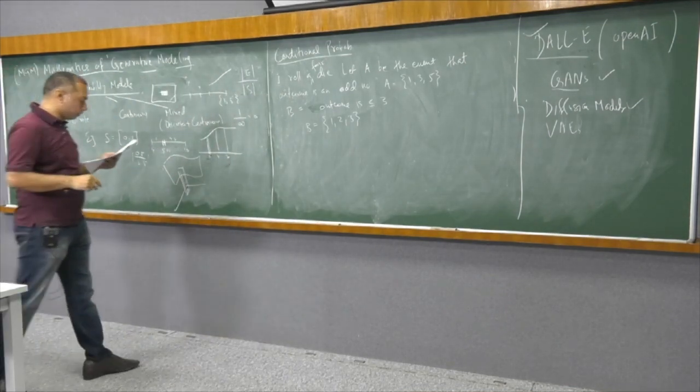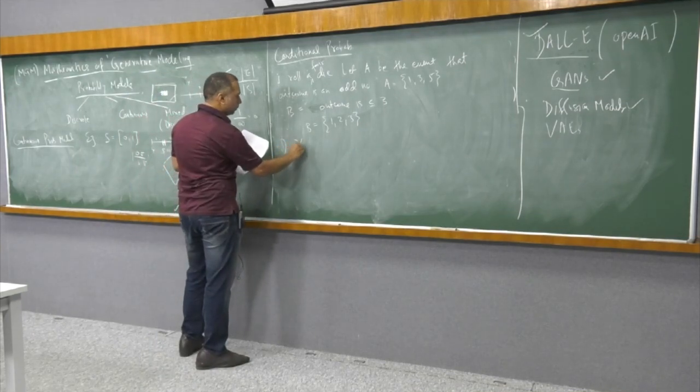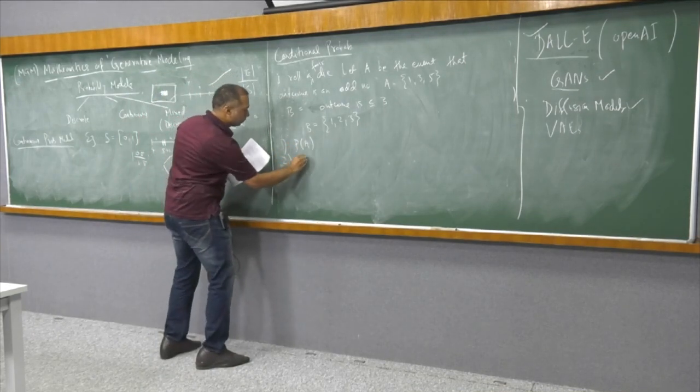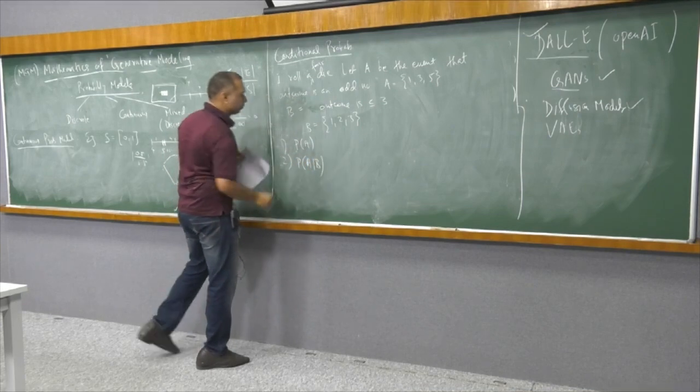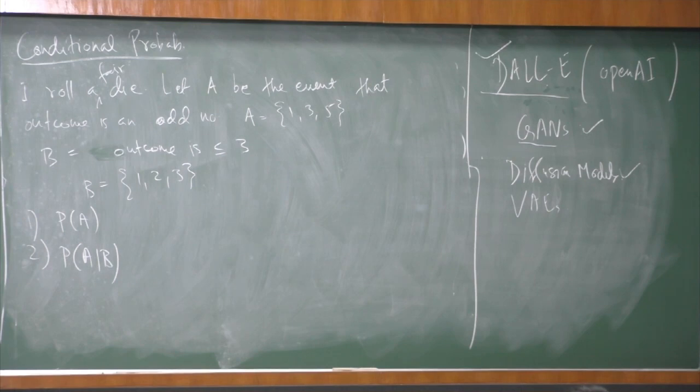Then what is the probability of A and what is the probability of A given B? So the questions are what is the probability of A and what is the probability of A given B. This A given B, we call it conditional probability. So it's like you are asking what is the probability of A given that B has happened, or B is like given.